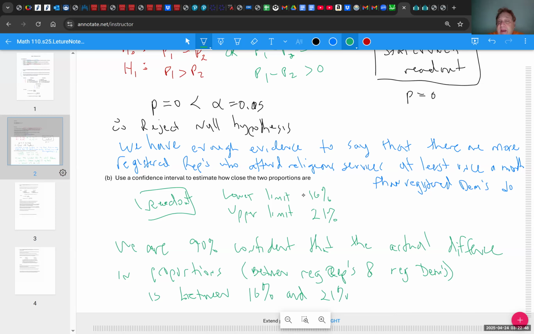So that kind of backs up the findings we had from the hypothesis test, because we're 90% confident that there's between 16% and 20% more Republicans than Democrats, and that's pretty strong evidence that they're not the same, right? We're pretty confident that it's not even close to the same, 16 to 21% more of one population than the other. All right, so that's an example of doing both a confidence interval and hypothesis test when we're comparing the proportions between two populations.